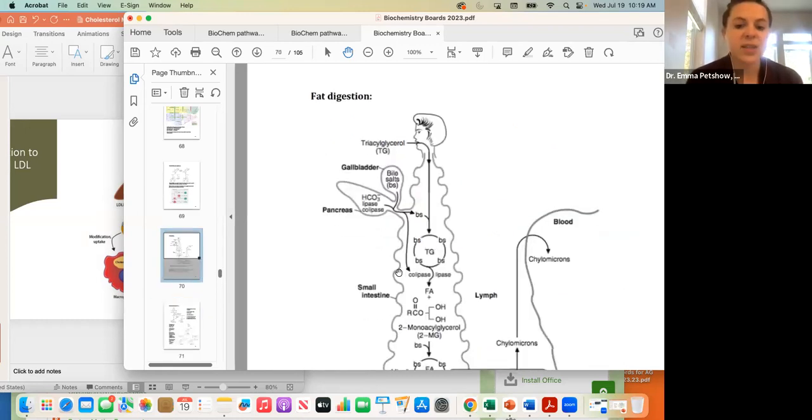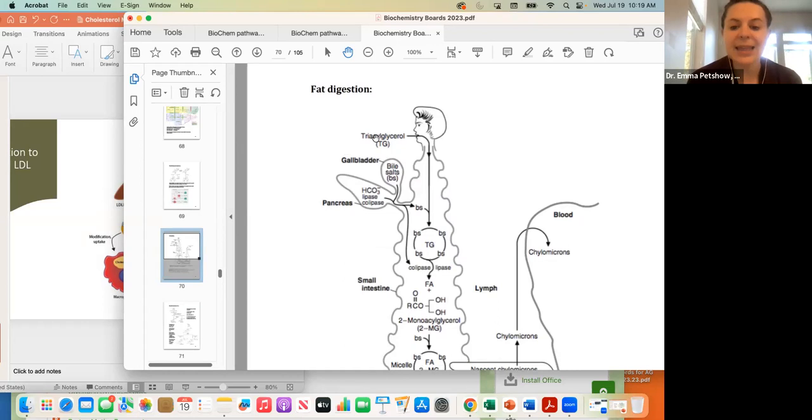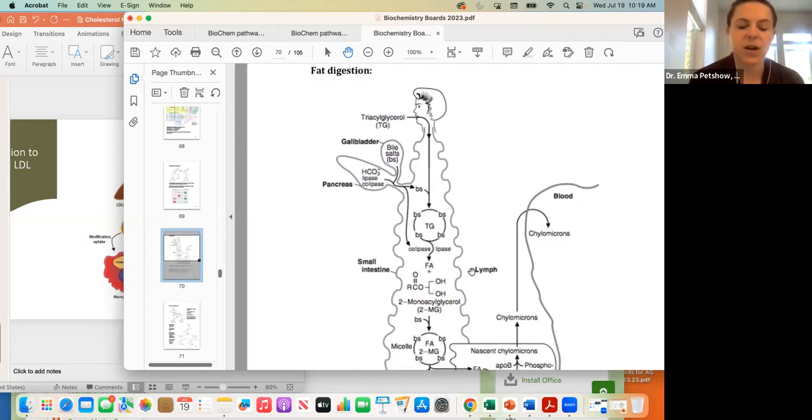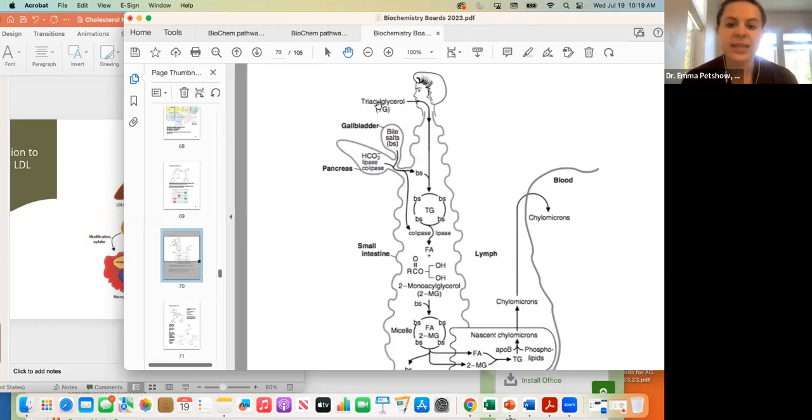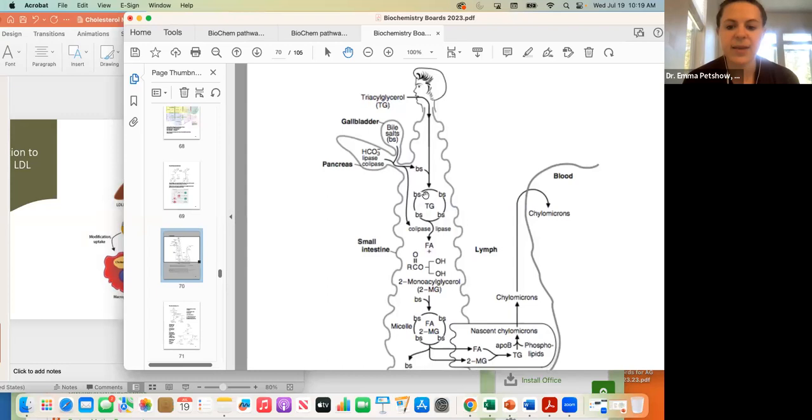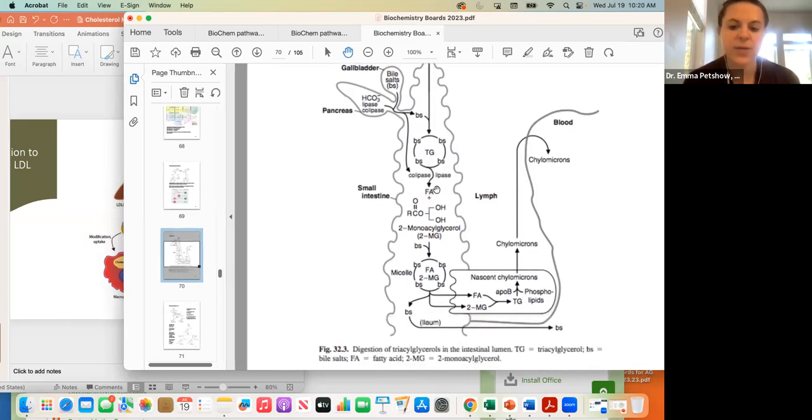Now I'm going to take us back to our gut and how we're actually taking things in and digesting them, because that's going to bring us into our conversation of all of these different components of cholesterol and fat that travel throughout the body. So when we are intaking fats, we're intaking them as triacylglycerols. You can see them here, triglycerides, TG. We're taking them in and putting them into our digestive tract. BS is bile salts. We're using bile salts to start breaking down our triglycerides into free fatty acids and monoacylglycerol, essentially one fatty acid molecule bound to a glycerol molecule.